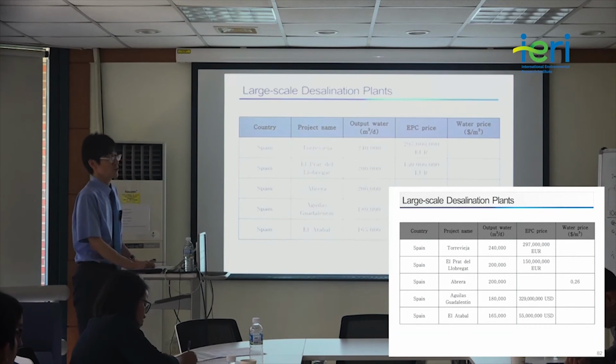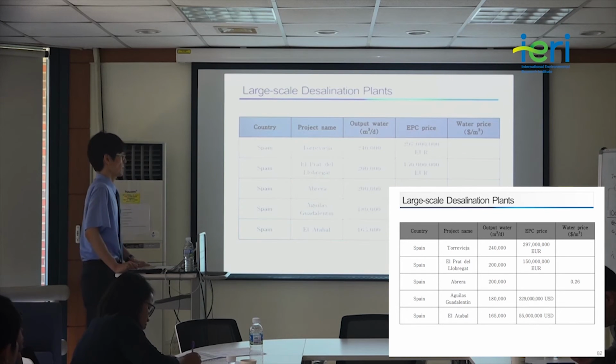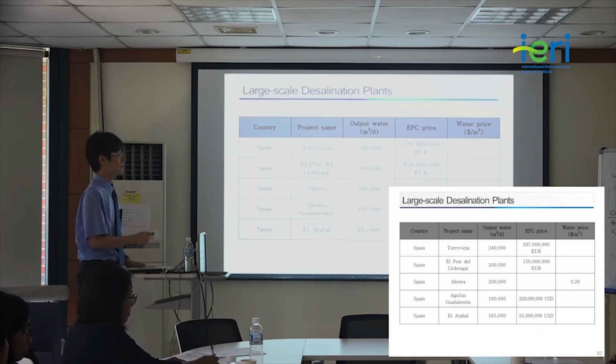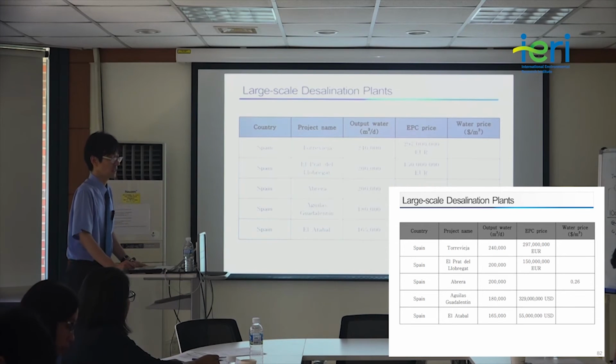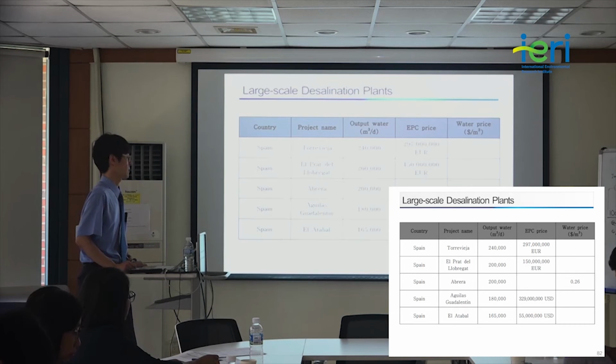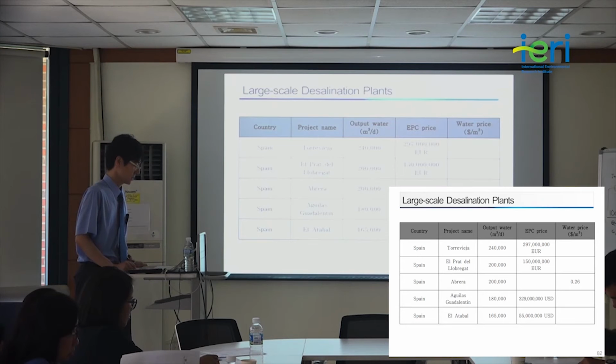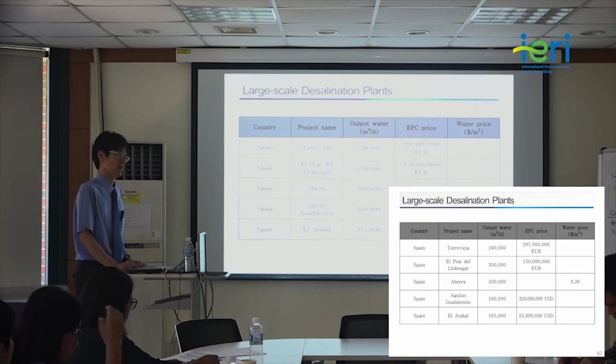Spain is another country in Europe building and operating large-scale desalination plants. Its size is smaller than the other desalination plants in Saudi Arabia or Australia, but their size is still very large. It's several times larger than the desalination plant in Korea, so it's a very large plant in many places all around Spain and other European countries.